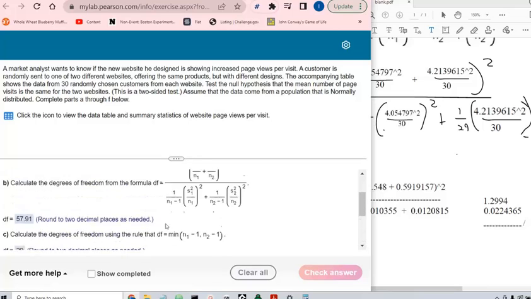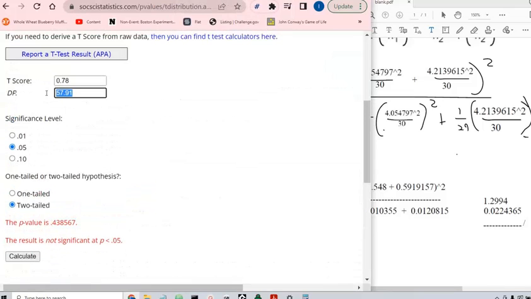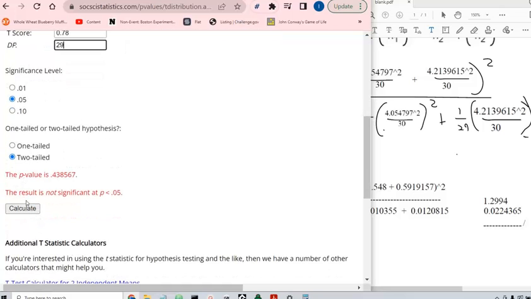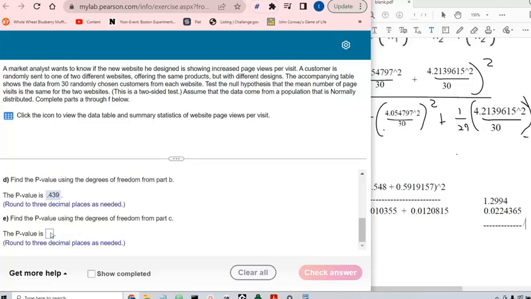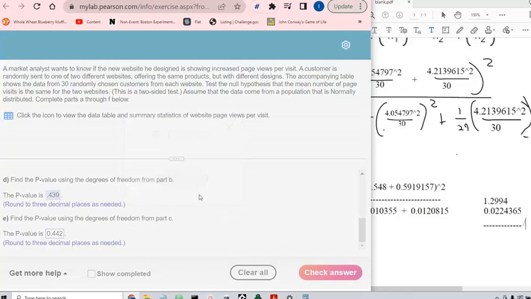P-values and the degrees of freedom from part C, so this is where we just go back to the same calculator but use 29. Keep it two-tailed. P-value is 0.442 when you round to the nearest, so 0.442 when you round to the third decimal place.